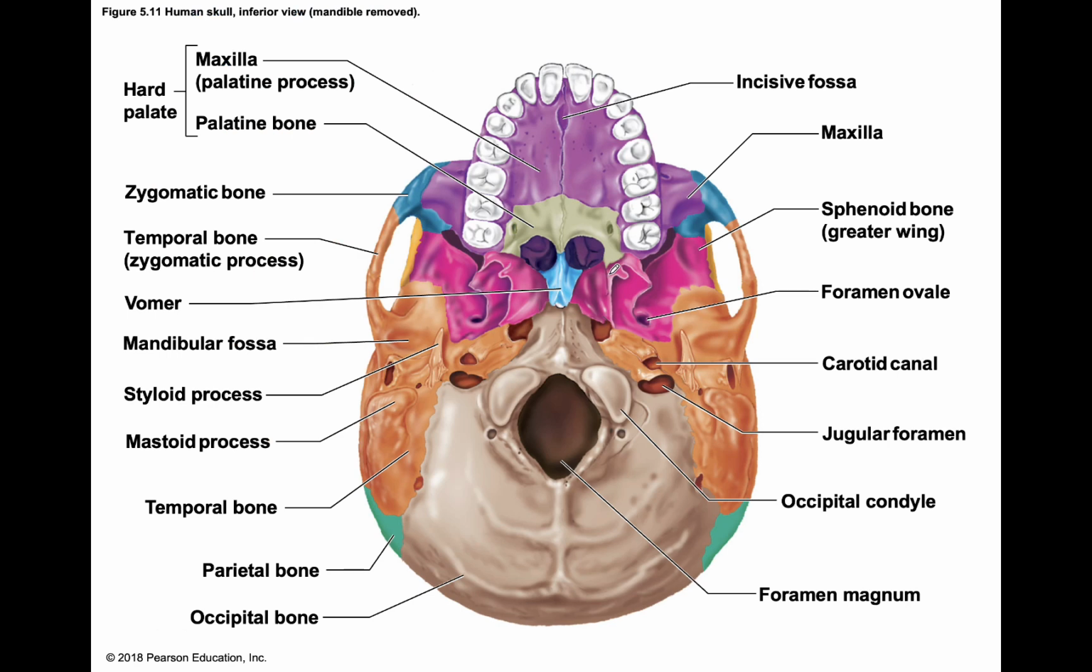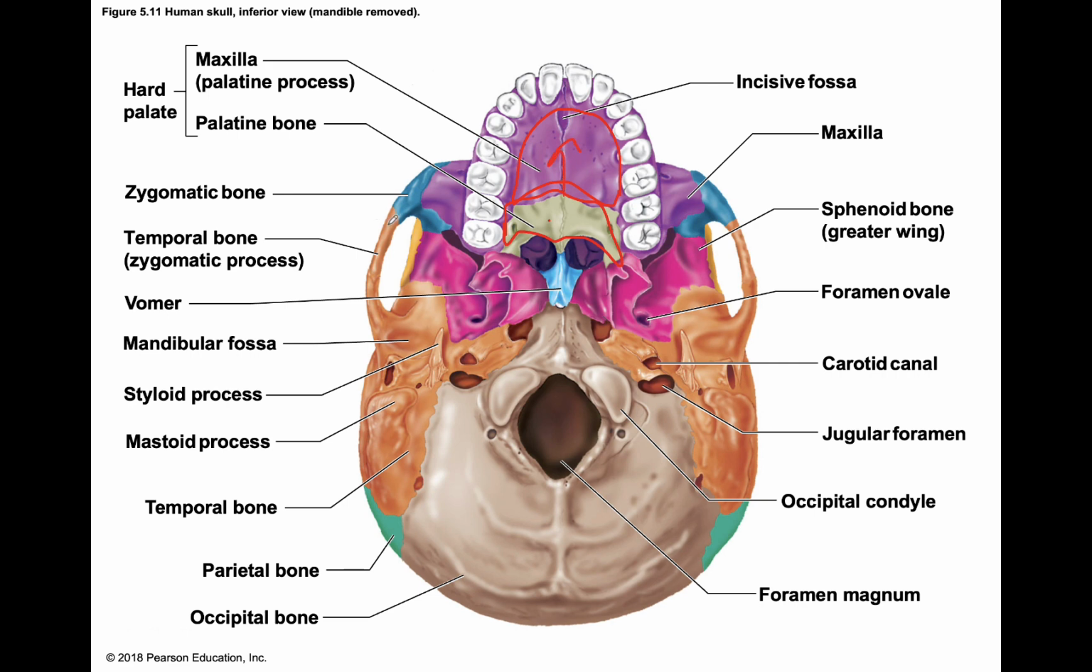All right, here is an inferior view of the skull. There are a few things I'd like to point out here that you won't see on any other illustrations. On the superior portion of the maxilla, you have this region called the hard palate. It is called the palatine process. And back here, you have the palatine bone. So the palatine bone and the extension is called the palatine process.